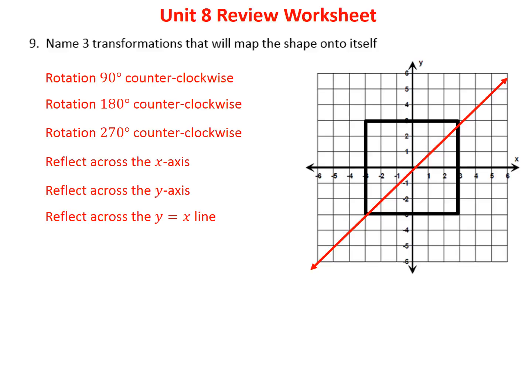It's unique because it's a square. Notice if I flip it diagonally, I still get a square, and I can use the y equal x line. I can also use the y equal minus x line. So there's a lot of ways that I can map this one onto itself. It's unique because it's a square. The more different the shape is, the less of these are available.